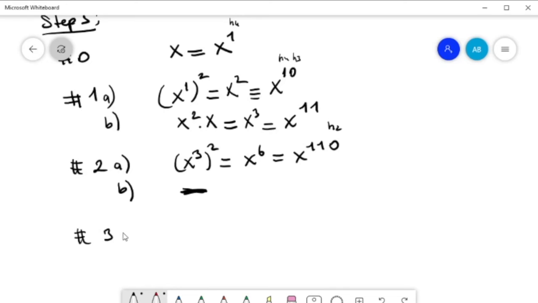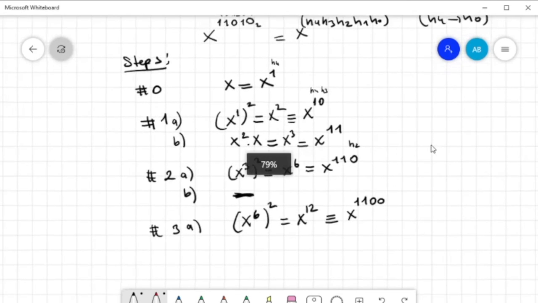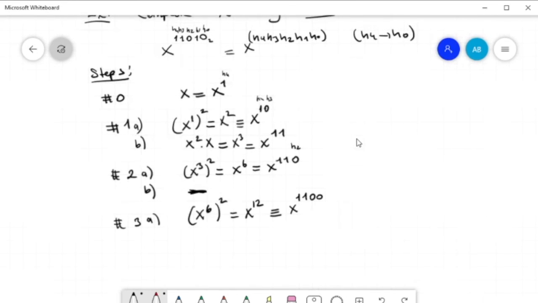And in step 3, I need to do one squaring, which is x to the power 12. This is x to the power 1100. In fact, when you do one squaring, this is shifted by 1 and you put 0 here. It's very easy. I don't do anything, just put 0 here. Here I am in H1.